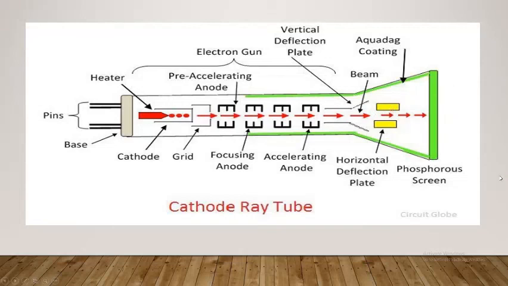The control circuits shut off the electron beam during horizontal and vertical retraces. So these are your horizontal and these are your vertical retraces.